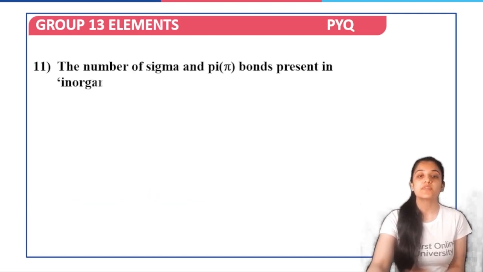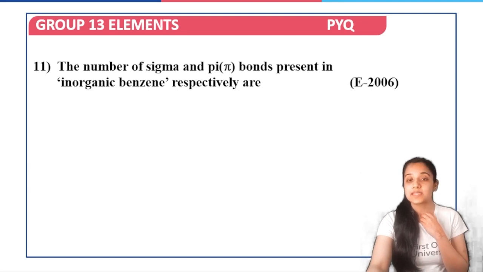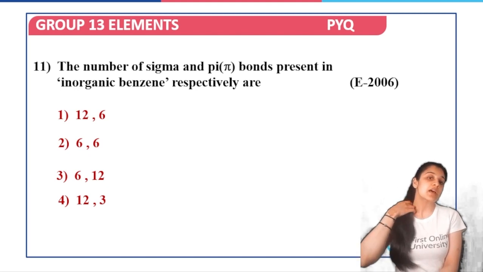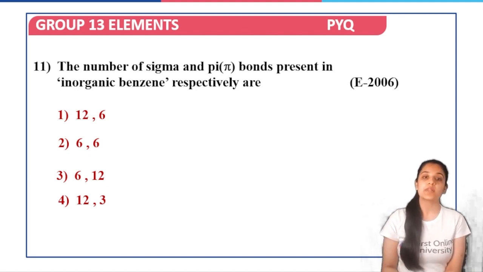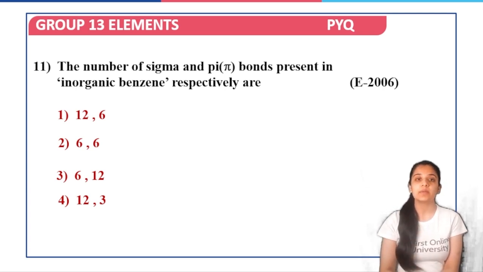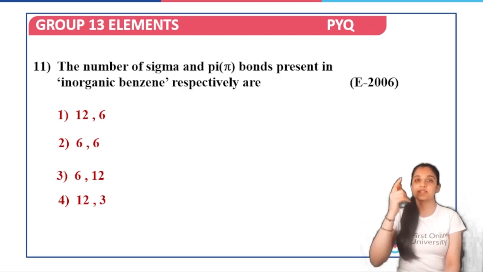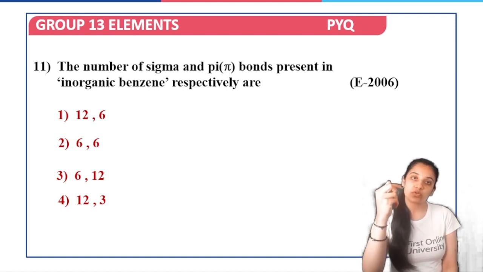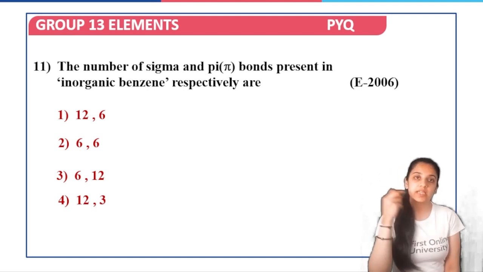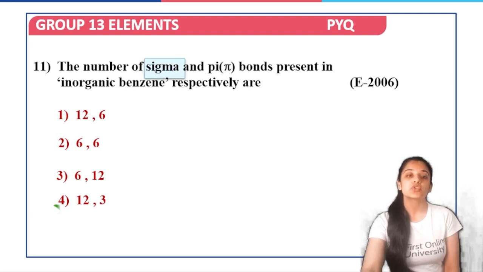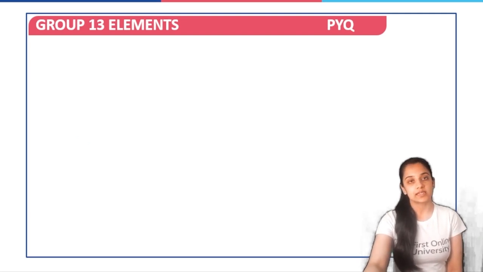Next question is the number of sigma and pi bonds present in inorganic benzene. So we know the formula for inorganic benzene. We know the structure of inorganic benzene. We have seen that there are 6 sigma bonds and 3 pi bonds, no, 12 sigma bonds and 3 pi bonds that are present. Why 6? 6 between boron, nitrogen, boron, nitrogen, boron, nitrogen. So 6. And then each boron with hydrogen, each nitrogen with hydrogen. So 6 and 6, 12 sigma bonds and 3 pi bonds. So option 4 is the correct answer.